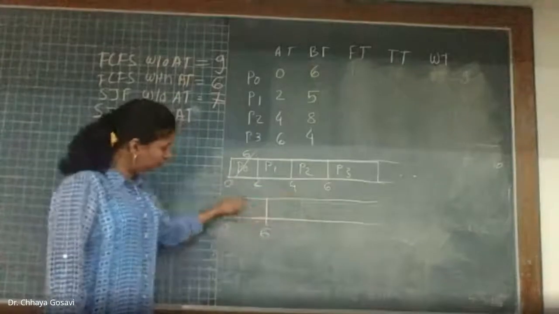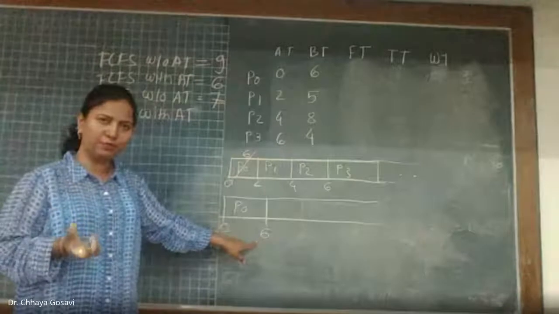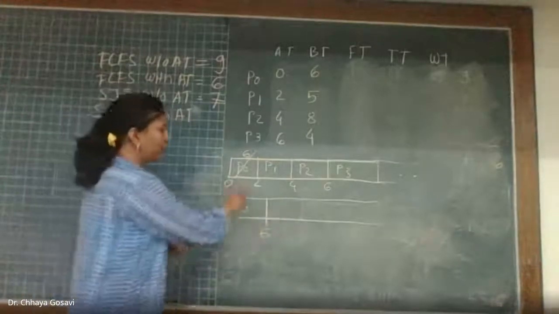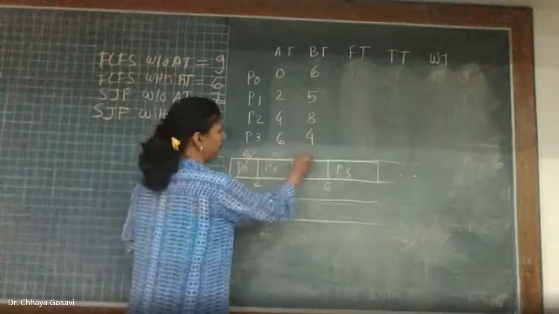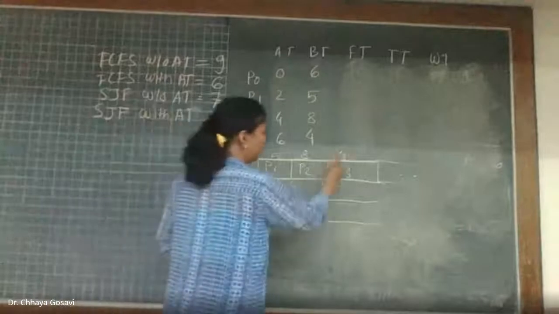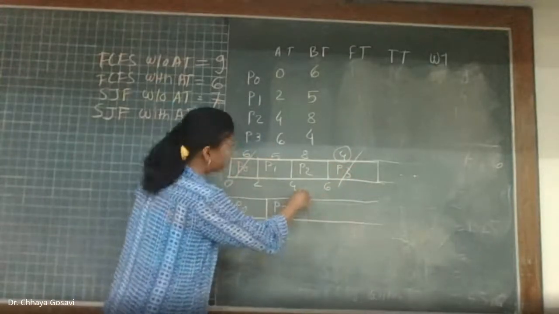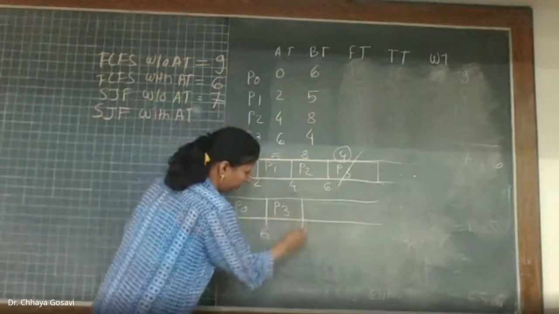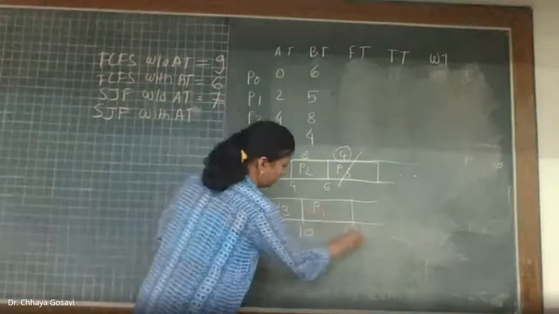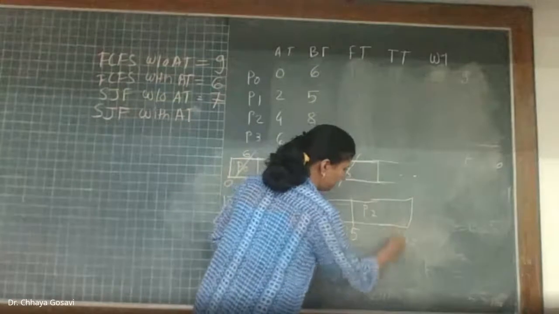Now when P0 completes the execution, it is the job of the short-term scheduler to select a process to allocate to the CPU. Now CPU is free. So this will be selected on the basis of their burst times. So here the shortest process is again P3. So P3 will be scheduled for next 4 cycles. So till 10. Then P1 for 5 cycles, 15, and then P2 for 8 cycles.